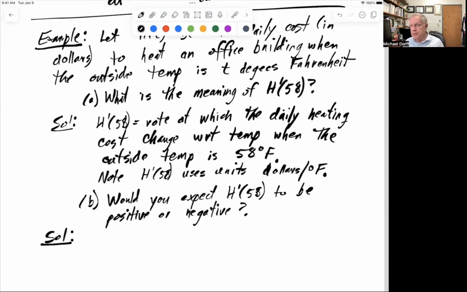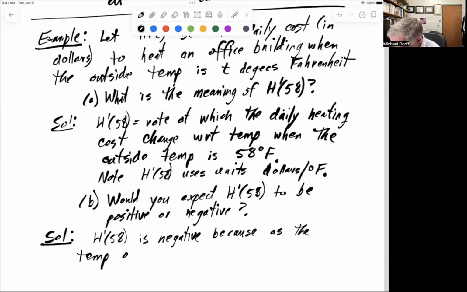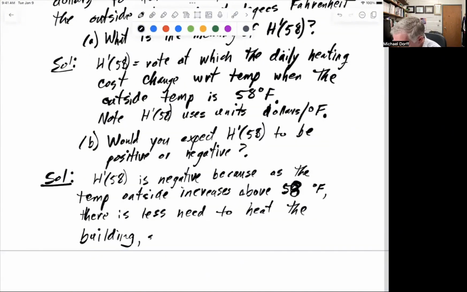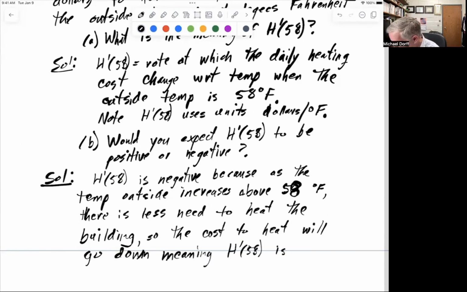Well, if the temperature is increasing outside, then the cost for heating is probably going to go down because they're going to do less heating. So I would say h prime of 58 is going to be negative, because as the temp outside increases above 58 degrees Fahrenheit, there is less need to heat the building. So the cost to heat will go down, meaning h prime of 58 is negative.